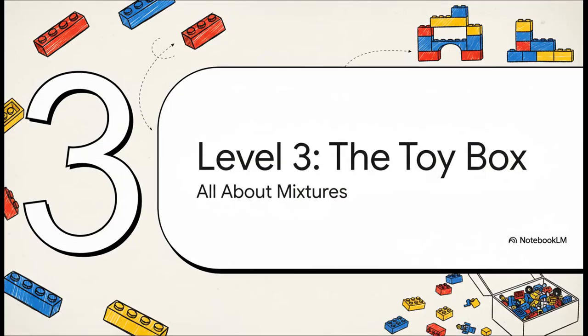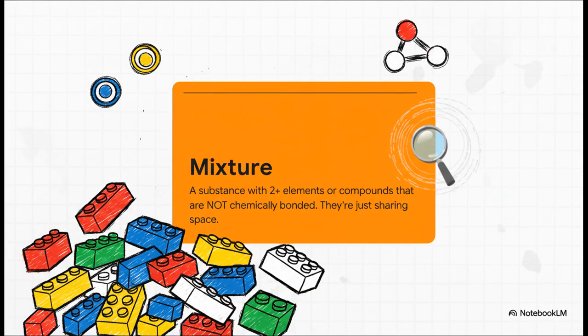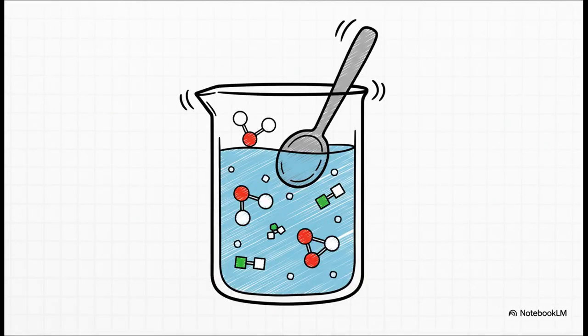All right, we've covered the individual bricks, and we've covered the creations you can make when you click them together, but what if you just dump all the pieces into the same toy box? Well, that brings us to level 3, mixtures. A mixture is pretty much exactly what it sounds like. It's when you have different substances, could be elements, could be compounds, all just hanging out in the same place. But the crucial part is they are not chemically bonded. They haven't clicked together. They're just sharing the same container, like a big jumble of different Legos all tossed into a box.